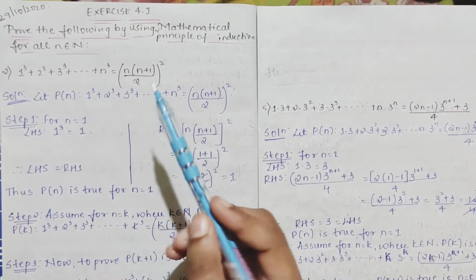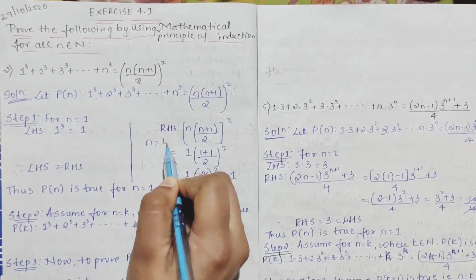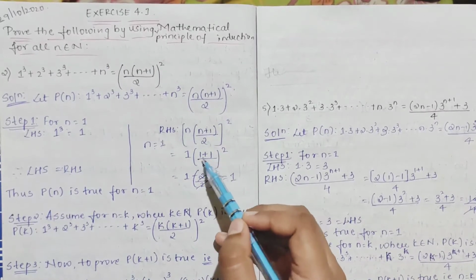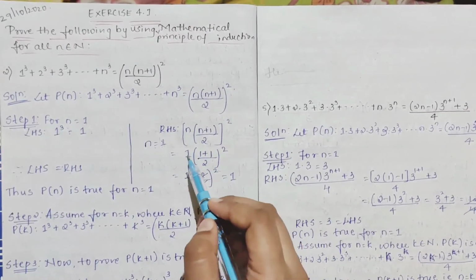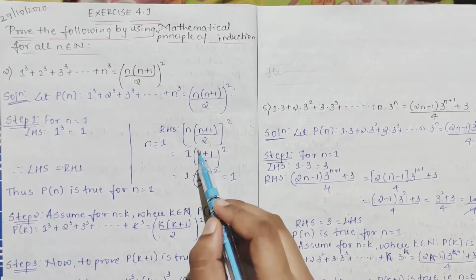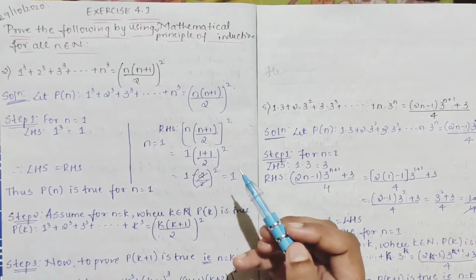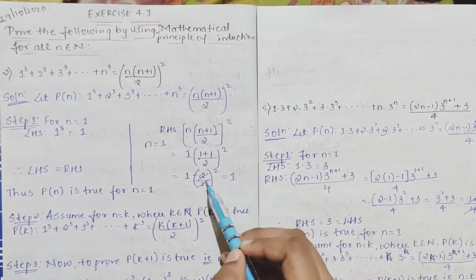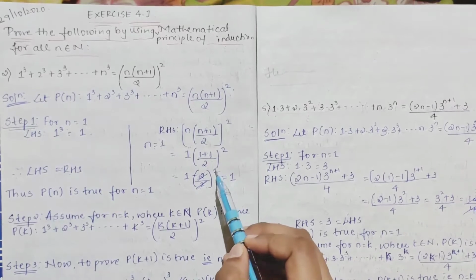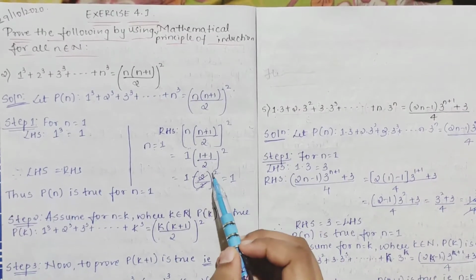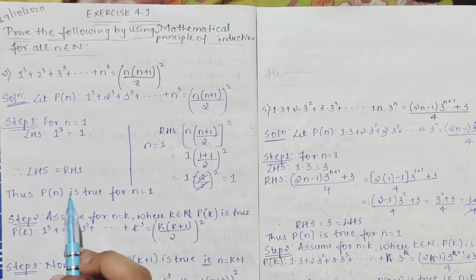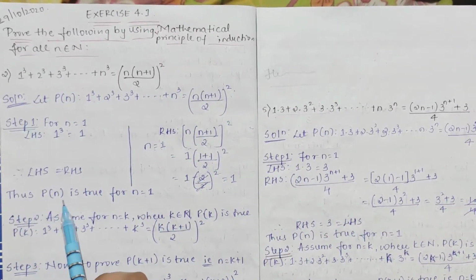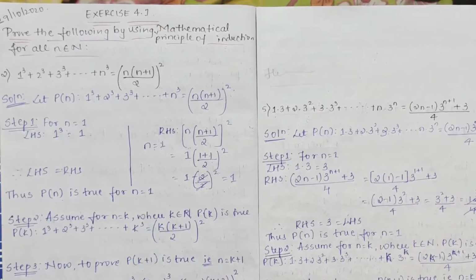What do we put for n equal to 1? In place of n you have to put 1. So inside it will be 1 plus 1 divided by 2, the whole square. 1 plus 1 is 2, so 2 by 2 is 1, and 1 square is 1 only, so you will get 1. Which means your LHS is equal to RHS. LHS you have got 1, RHS you have got 1, therefore P of n is true for n equal to 1.